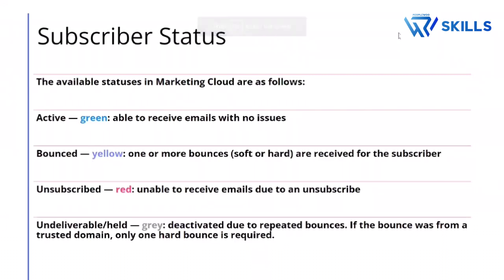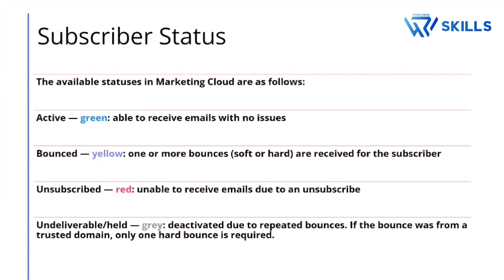What is subscriber status? Subscriber status defines the current state of a subscriber in Marketing Cloud. That state represents whether you can send communication or not. There are 4 types of subscriber statuses in Marketing Cloud: active, bounced, unsubscribed, and held. All these 4 statuses you have to remember because they would be asked in your interview.